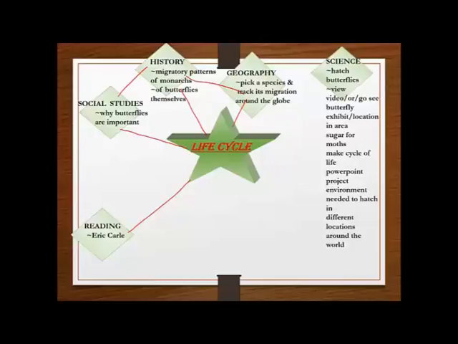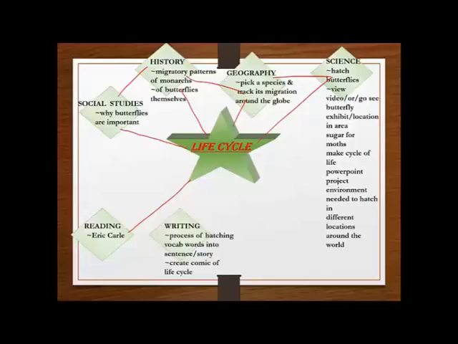We're going to hatch some butterflies. We're going to view a video or do a go-see on a butterfly exhibit or a location in the area. We can sugar for moths, make a life cycle PowerPoint. We can do a project for the environment needed to hatch it in. We could do what that means around different locations in the world. All right, and then our science connects definitely to our geography as well as to our life cycle.